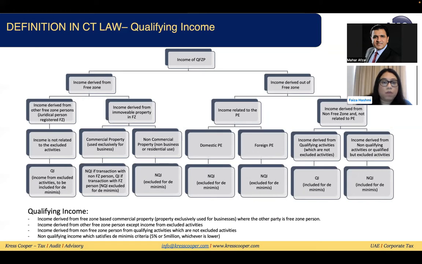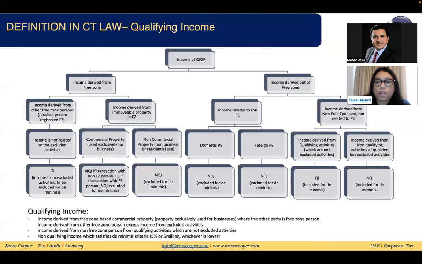Non-commercial property, the non-business or residential use, will be considered as non-qualifying income, but it will be excluded for the de minimis requirement. Income related to PE. So if income is being derived out of free zone, it can be income related to the permanent establishment. Like we discussed, domestic PEs are the ones in the mainland companies, and the foreign PE is the one which is out of UAE. And for that, they are both non-qualifying income.